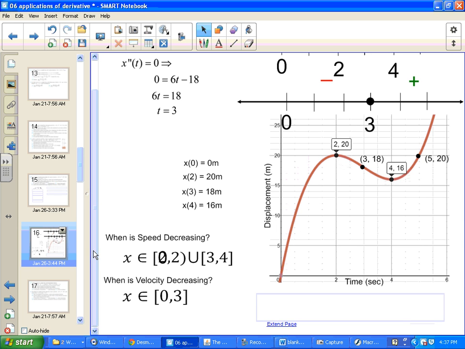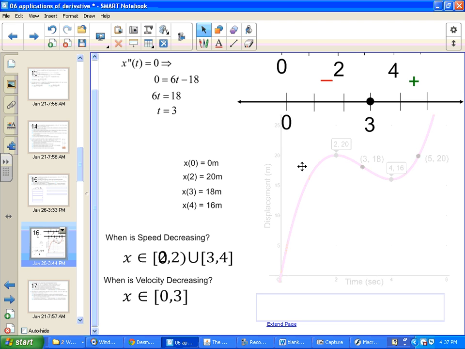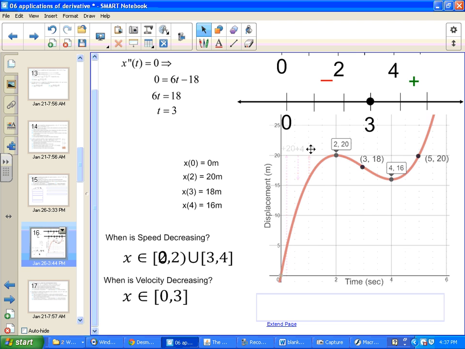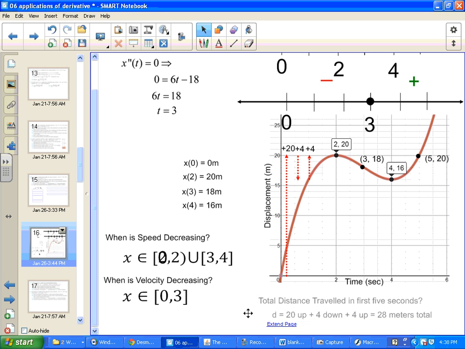The last question was asking what's the total distance traveled over the first 5 seconds. Some people might be confused and find that x of 5 seconds is 20, and say the object moved 20 meters. But what's really going on is that the object is moving 20 meters up in the first 2 seconds, and then it's moving backwards 4 meters in the next 2 seconds, and then it's moving forwards again another 4 meters in the last 2 seconds, and that is a total of 28 meters in total. 20 up, 4 down, 4 back up again, 28 meters total.